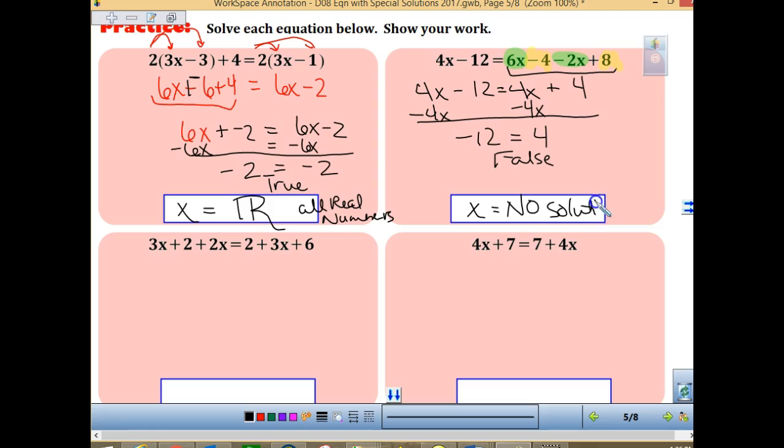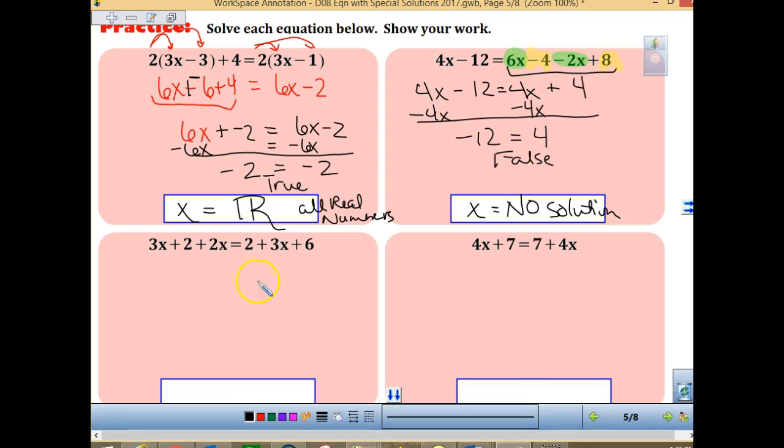Question. Could you just do like x is equal to false? Nope. No, you need to write out no solution. I know. The extra lead that some of you have to use for this, I know it's atrocious, but all right.